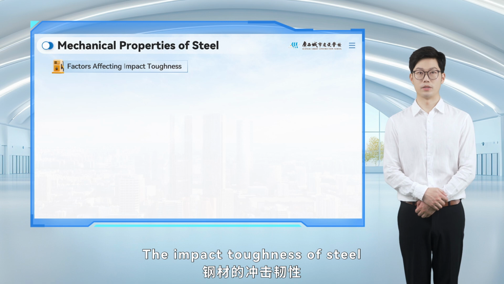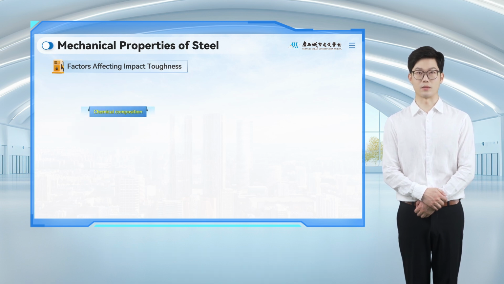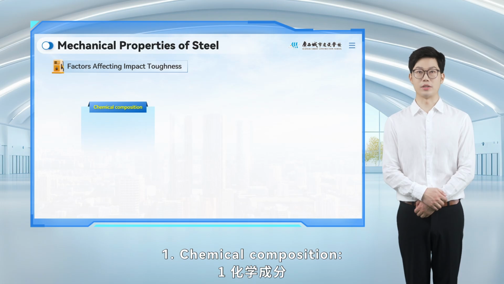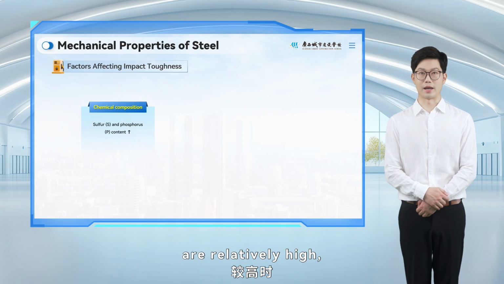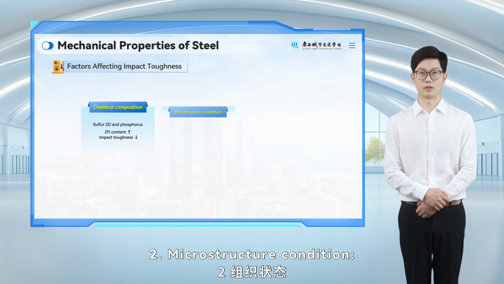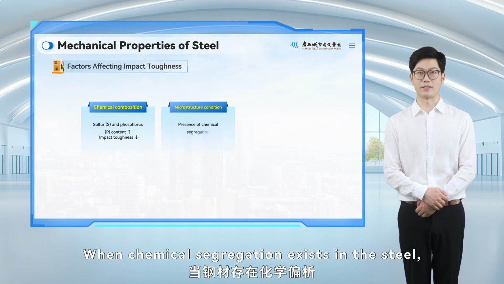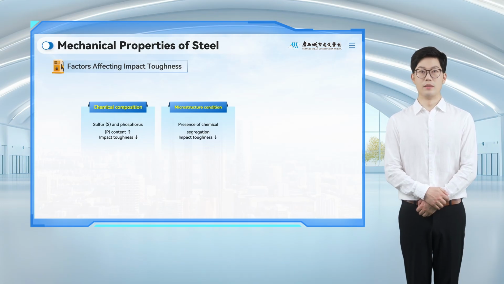The impact toughness of steel is mainly affected by the following factors. 1. Chemical composition. When the sulfur and phosphorus contents in steel are relatively high, the impact toughness decreases significantly. 2. Microstructure condition. When chemical segregation exists in the steel, the impact toughness is greatly reduced.